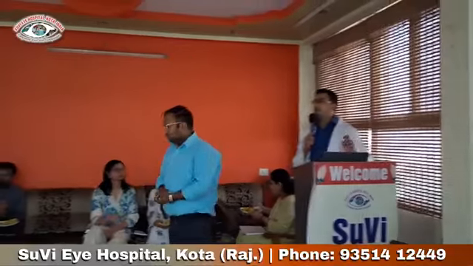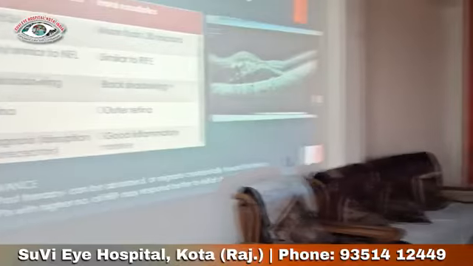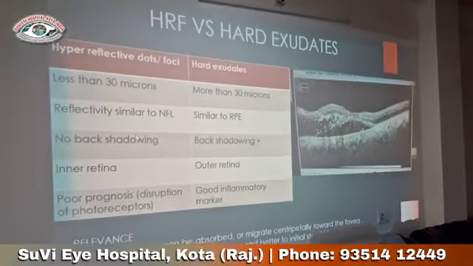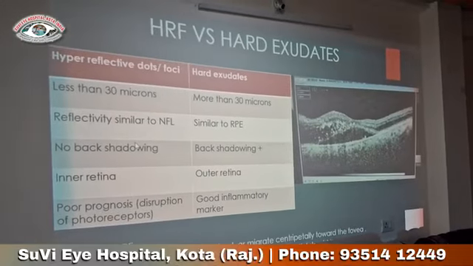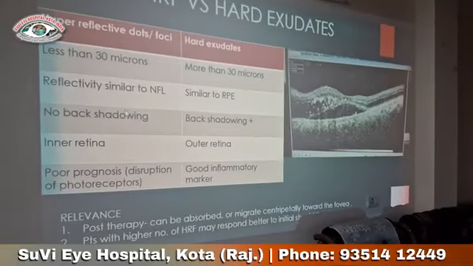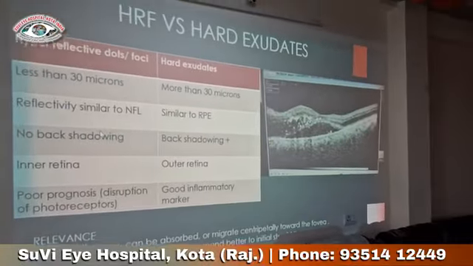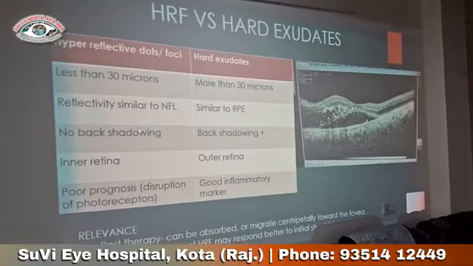Very rightly pointed out by Dr. The size, and the hard exudates, because of the greater size, will cast a back shadow, right? It will cast a back shadow, and hyperreflective foci are supposed to be the precursor of hard exudates and microglia.